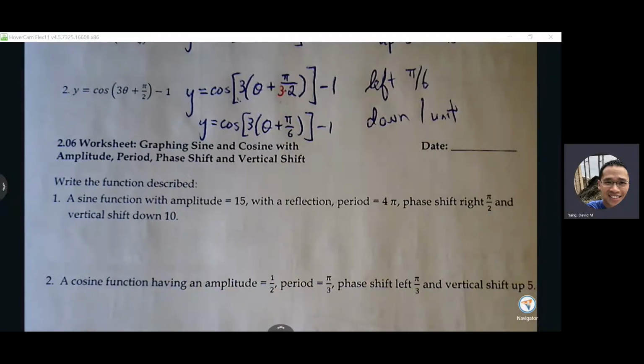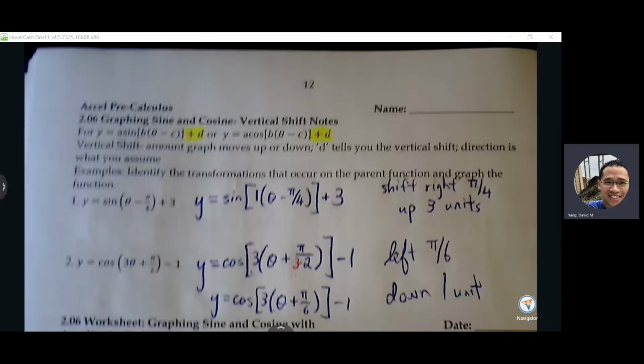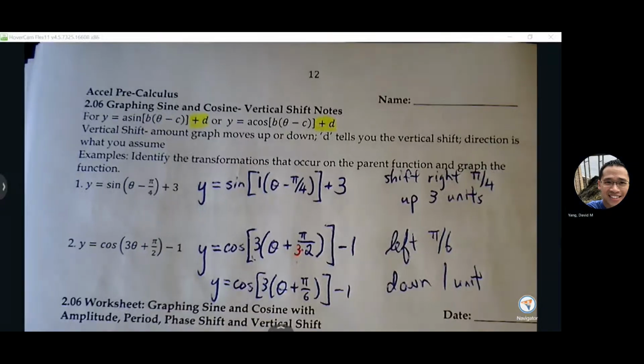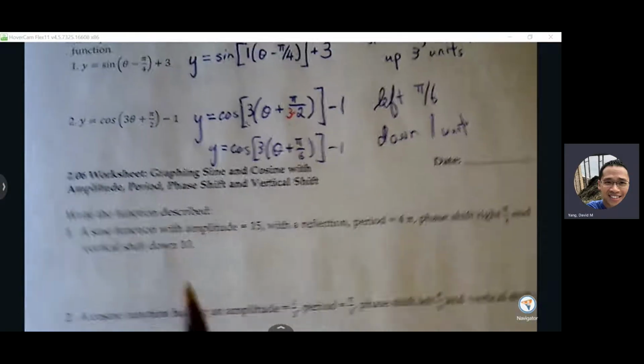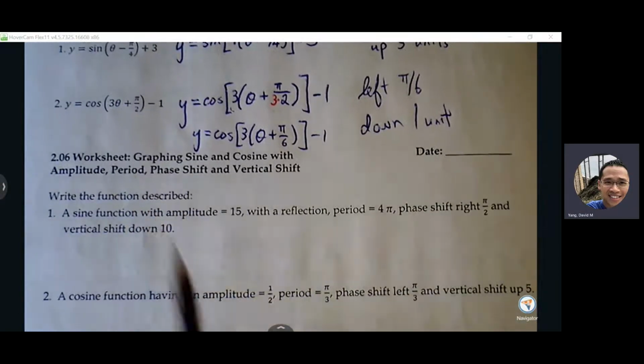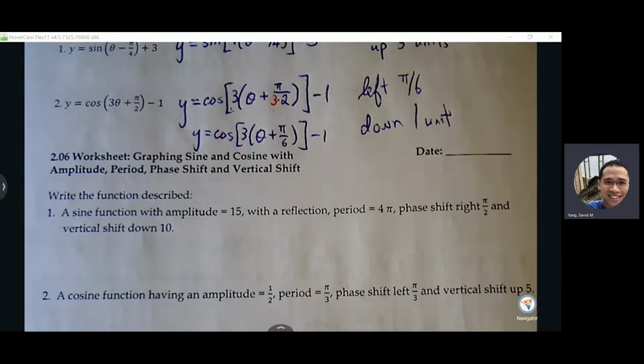So amplitude, period, phase shift, and vertical shift. Again, this is page 12. Okay, so it says write the function described. So we're going to gather information about our A value, our B value, our C, and our D, and we put it into this form.